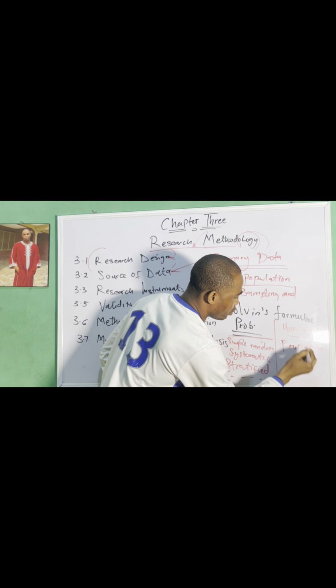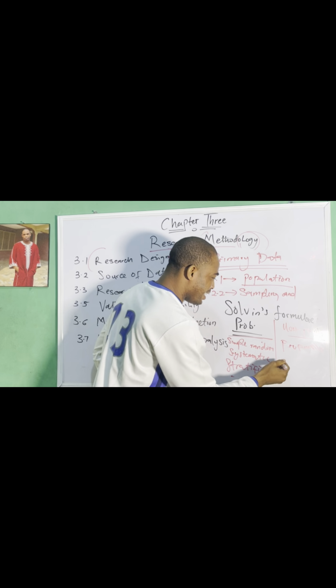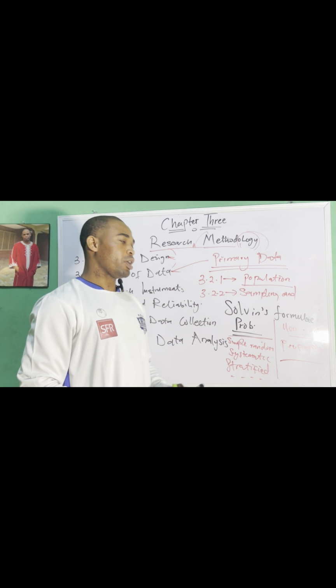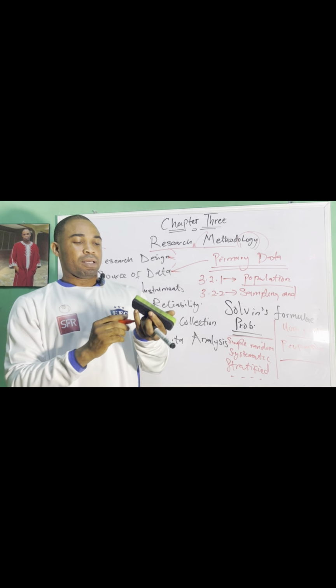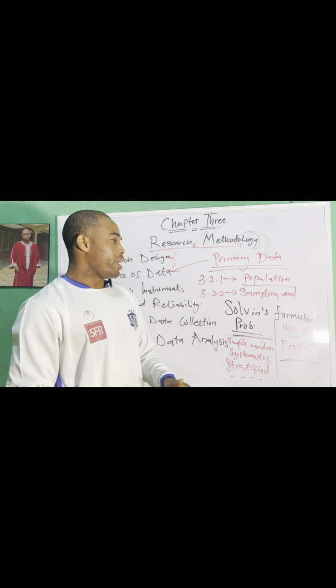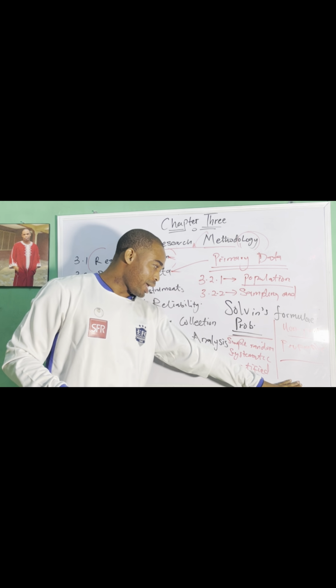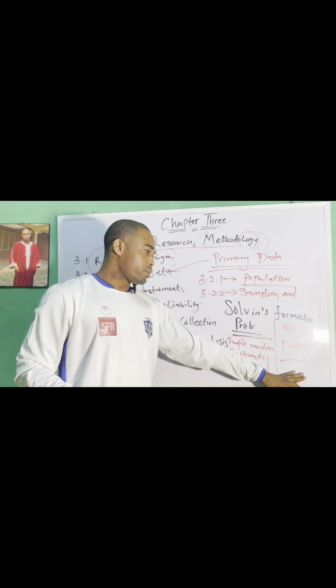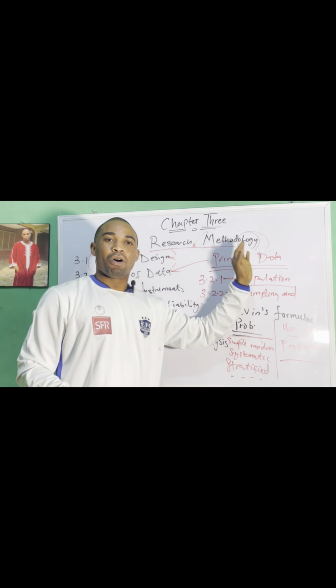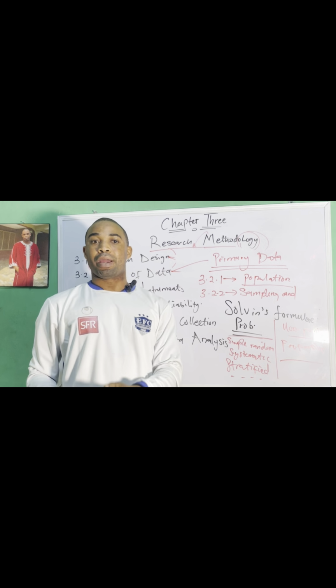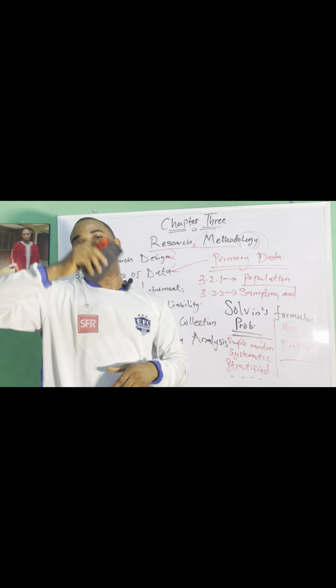Sorry, it is purposive. We have what we call convenience. Okay, we have purposive, we have convenience under non-probability sampling. We have clusters. Yes, we have cluster here. We have snowball. So I'm going to explain all these sampling techniques that we have when we get to the practical class, which is going to be my next video.